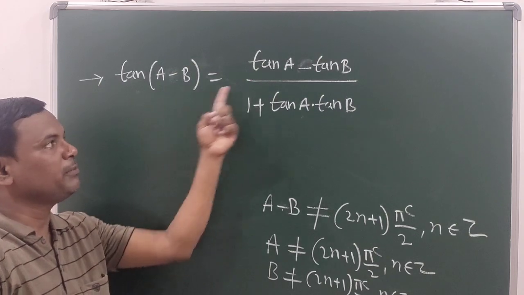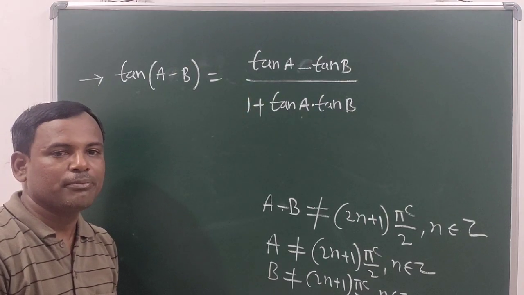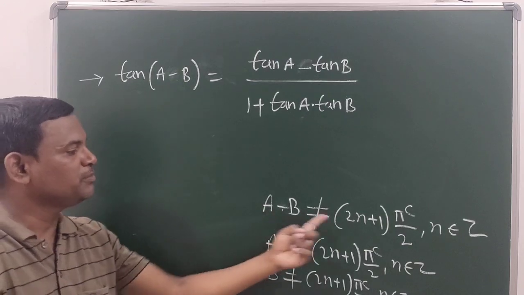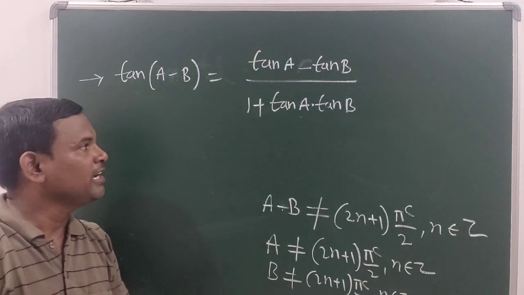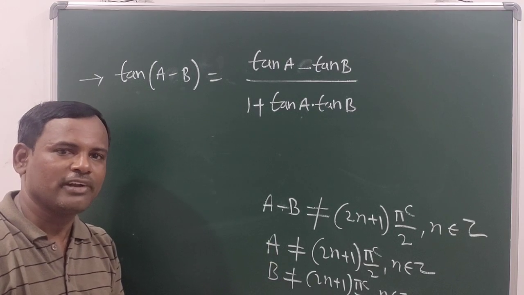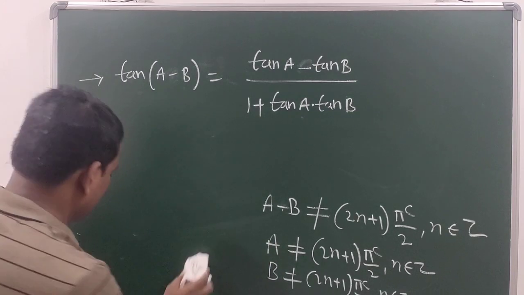Okay, tan of A minus B equal to tan A minus tan B by 1 plus tan A tan B, where A minus B should not be an odd multiple of 90 and A should not be an odd multiple of 90, B should not be an odd multiple of 90. Okay, right.